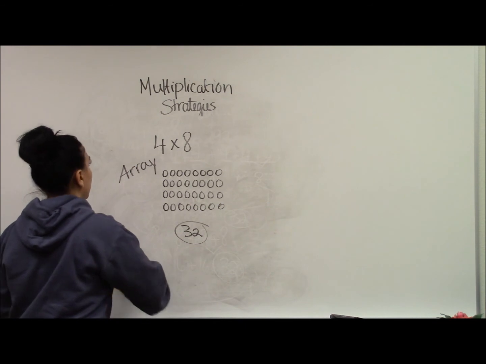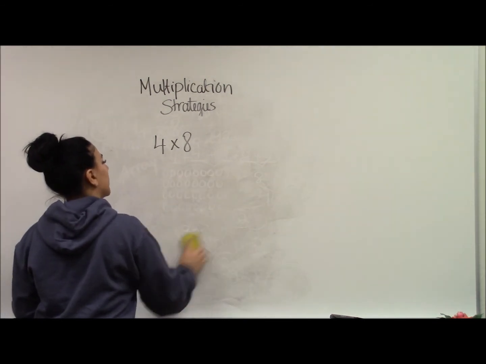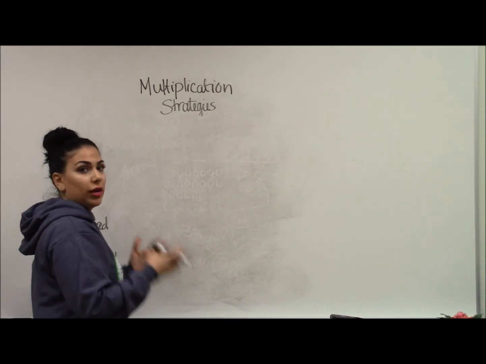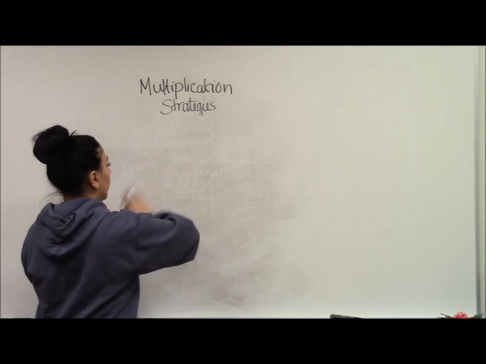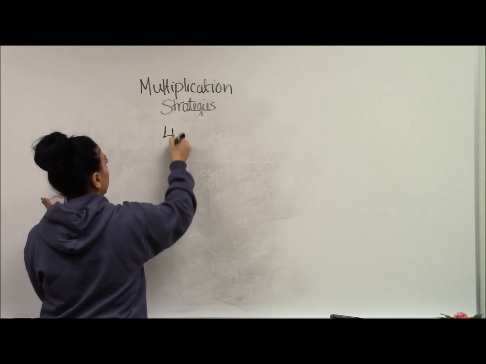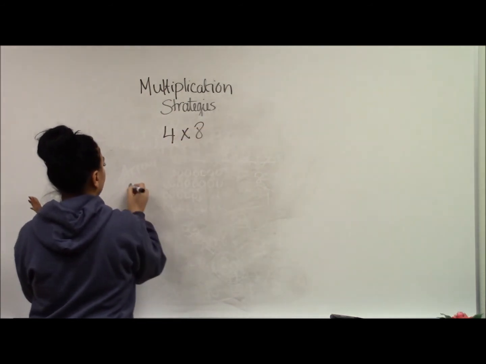My last strategy that we use here for multiplication is going to be number lines. And that's when we get to draw a number line, and then we use the number line to make those jumps to represent 4 times 8.